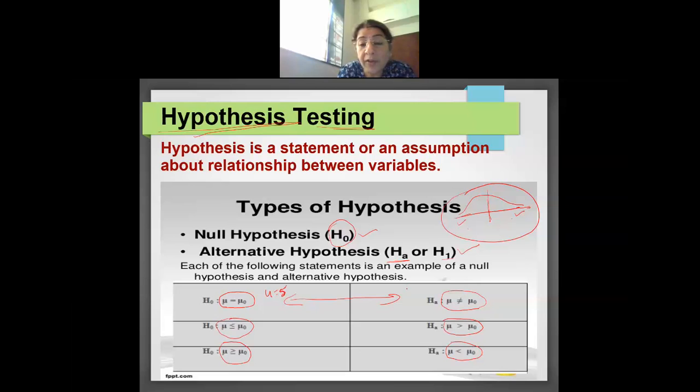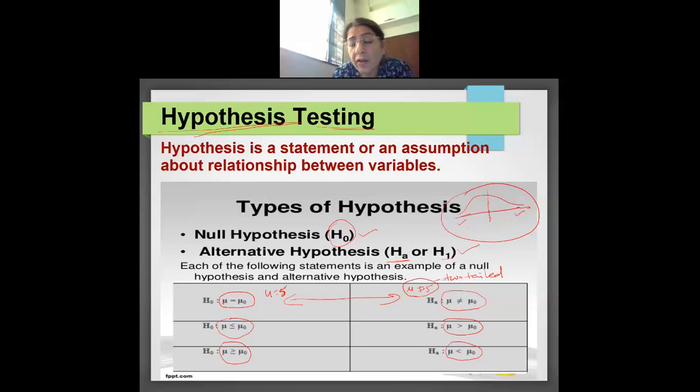Your alternative hypothesis, you are saying that your mu is not equal to 5. Now this way of forming your hypothesis is actually saying that you are doing a two-tailed test. How is it indicating a two-tailed test? How is it indicating that it is a two-tailed test?